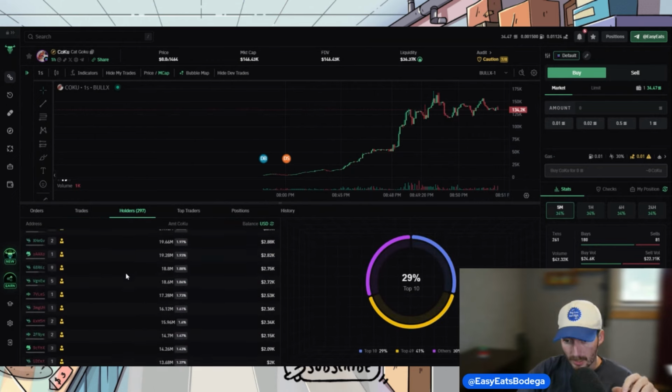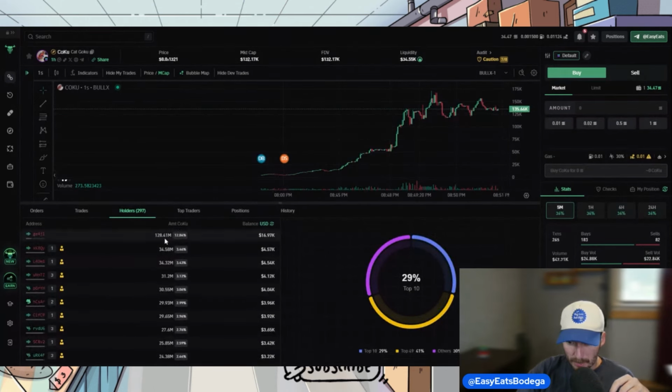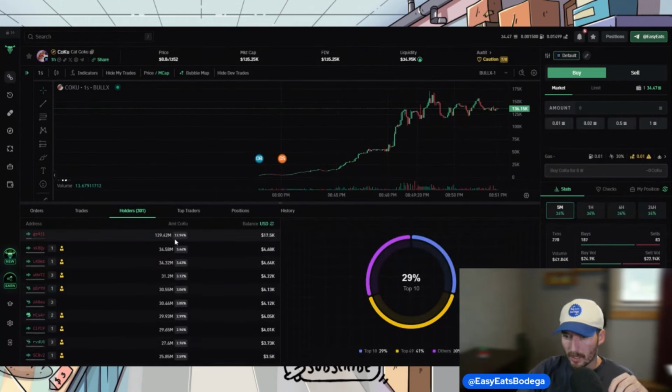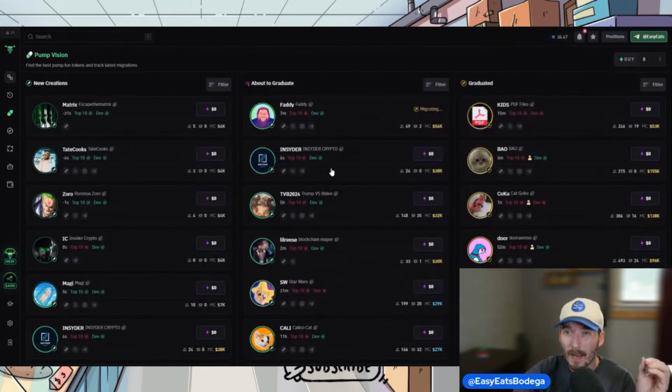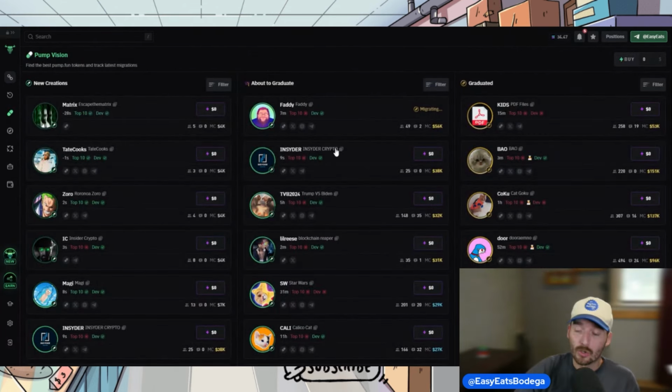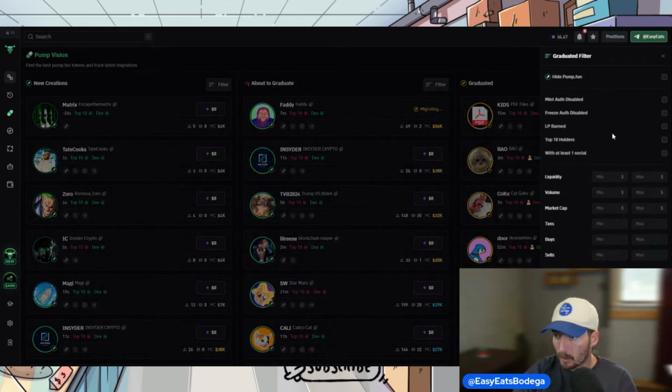We can actually go and take a look at the holders. Pretty decent disparity. This top one, liquidity pool most likely. All these other ones, only about 3.5%. This ticker actually looks pretty good, but I don't like to trade these 135K market caps. I like to find ones that are like pre-Raydium and trade into that volume. So what I like to filter for on Pump Vision, all right? I like to just leave everything the same except for market cap.